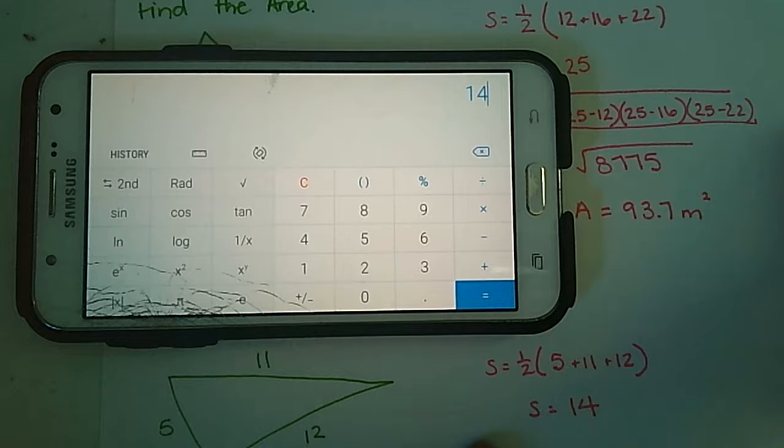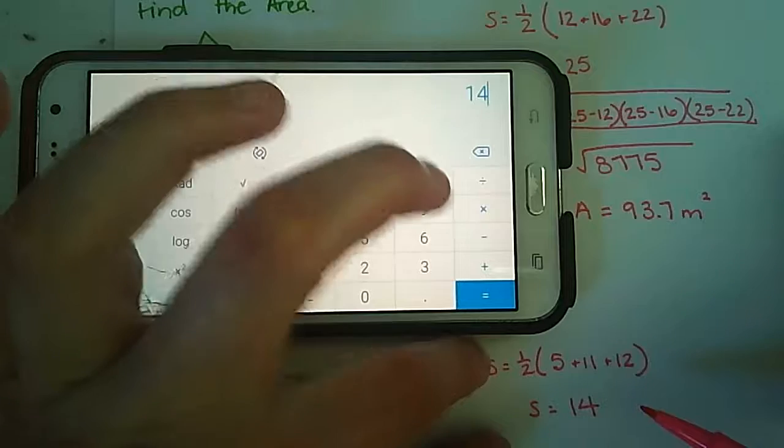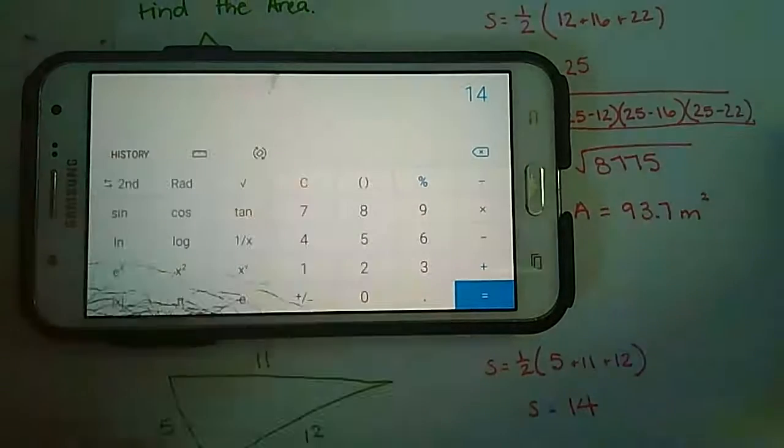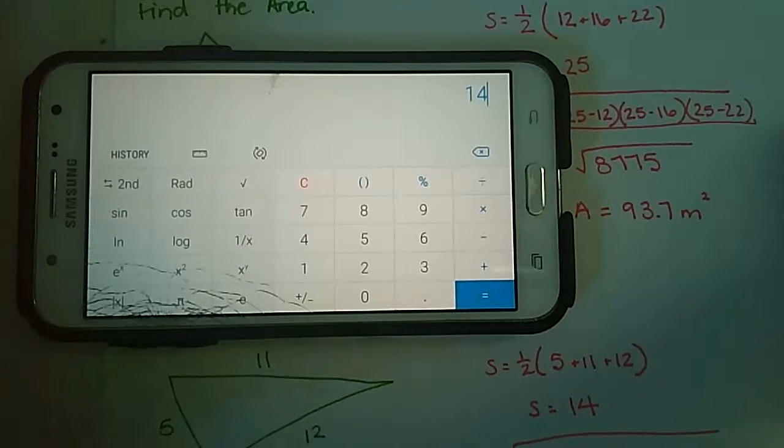By the way, on your homework tonight, it will ask you for what the S value is. So this is what you'll type in when it asks for the S value. And then when it asks for the area, you'll do that whole other calculation, okay?